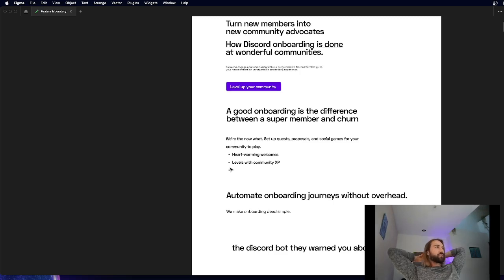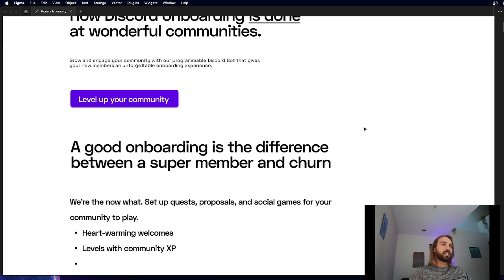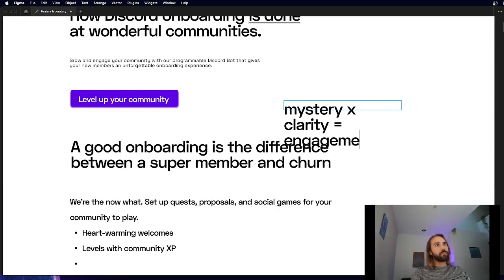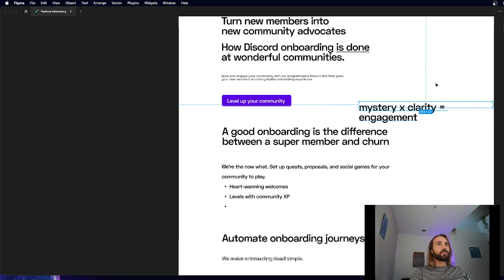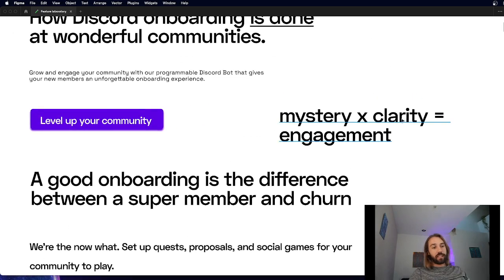mysterious, but on a landing page you do need to have some mystery. I think that it is important. There's this equation: mystery times clarity equals engagement, and I believe this. If you are super mysterious but you have no clarity, like I don't even know what it does, you're just saying, oh yeah, we're changing the world, but you have zero clarity, it's not interesting to me.